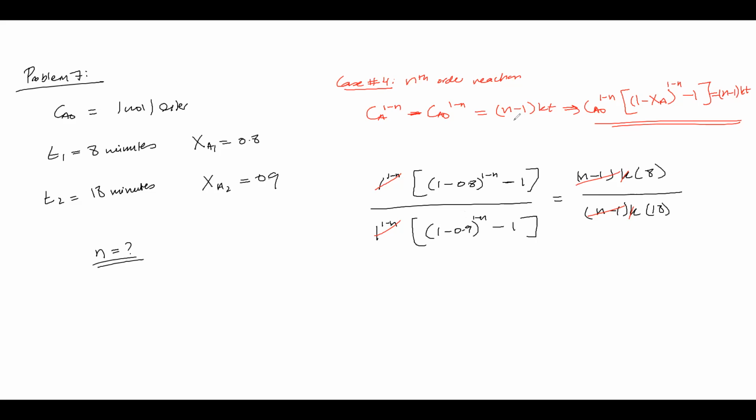And if you have a calculator, you can always use it to solve this system directly. But it's basically 1 minus 0.8 to the power 1 minus n, minus 1, divided by 1 minus 0.9 to the power 1 minus n, minus 1, is equal to 8 over 18, right? You can always try to cross multiply and take logs, and technically you could solve for it analytically. However, you can just iterate or use a calculator to solve for it directly.